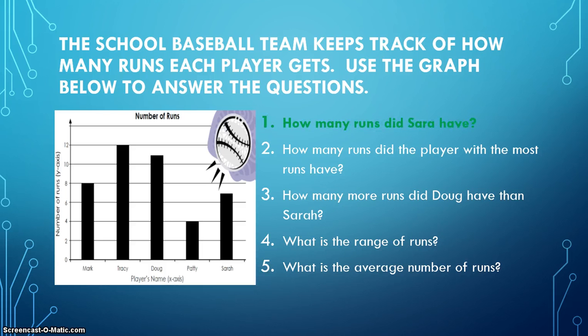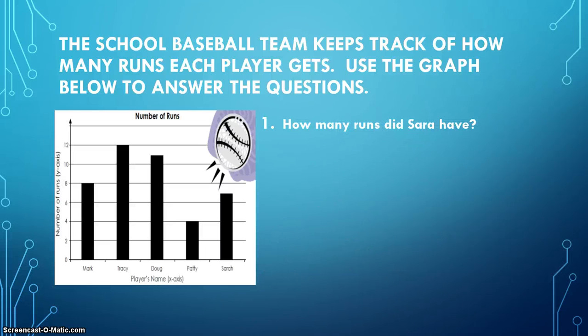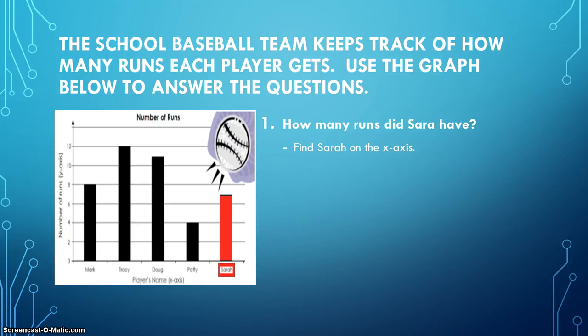So first things first, we're going to take a look at question 1. How many runs did Sarah have? Well, we're going to ask ourselves, how do we figure out how many runs Sarah has? First, we're going to think which bar represents Sarah. We're going to find Sarah on the x-axis. And if we take a look, Sarah's all the way at the end of the x-axis. So we're going to mark that bar red, so we know that one represents Sarah.